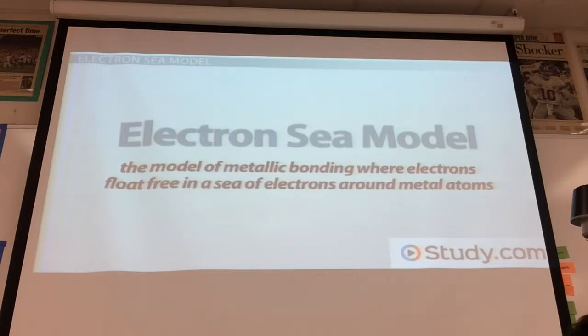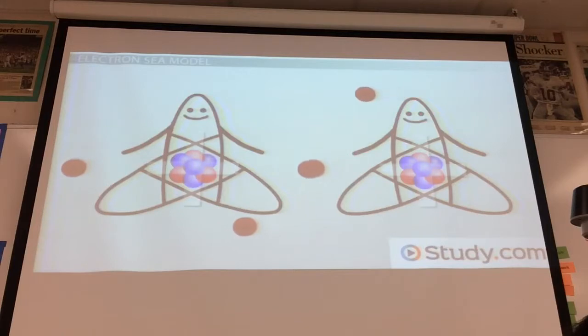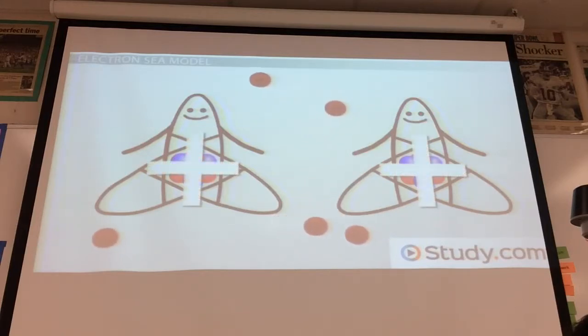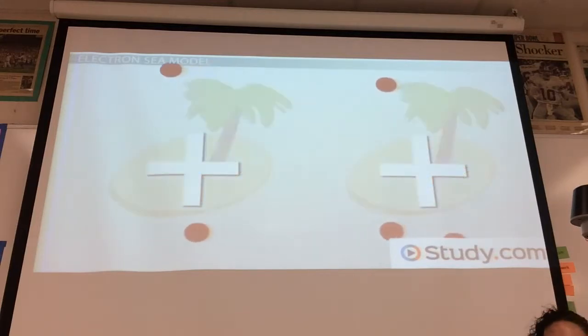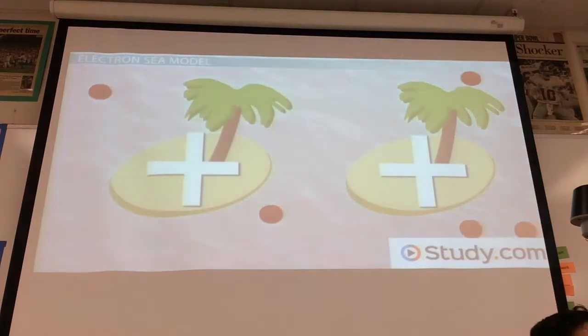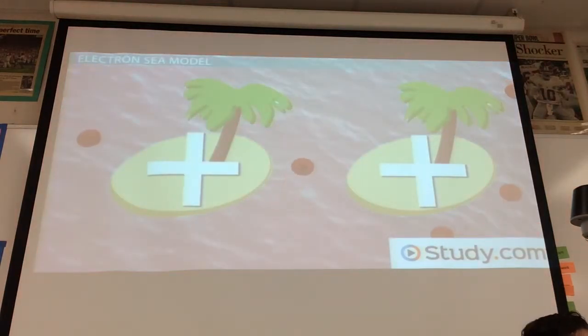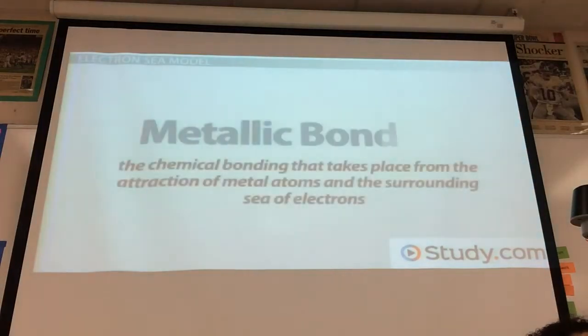Each metal atom allows its electrons to roam freely, so these atoms become positively charged cations. These cations are kind of like positively charged islands surrounded by a sea of negatively charged electrons. It looks a bit like this. The attraction between the mobile electrons and the positive centers is a metal bond.